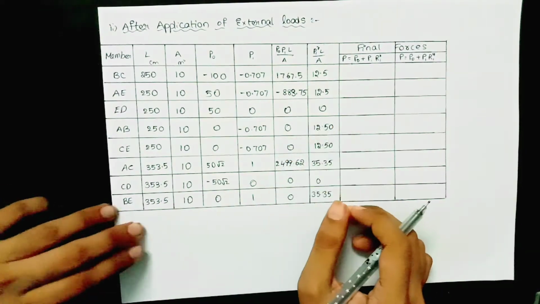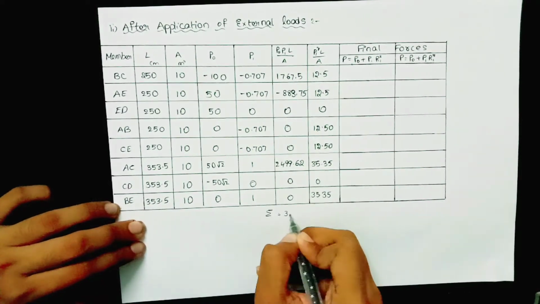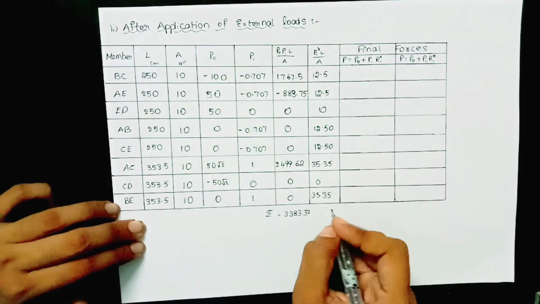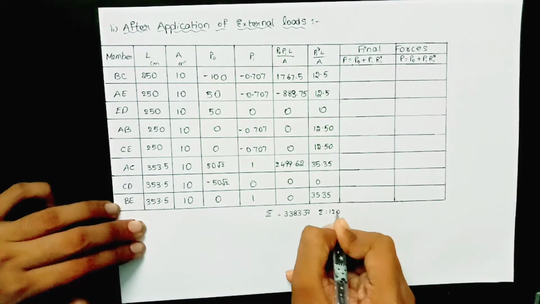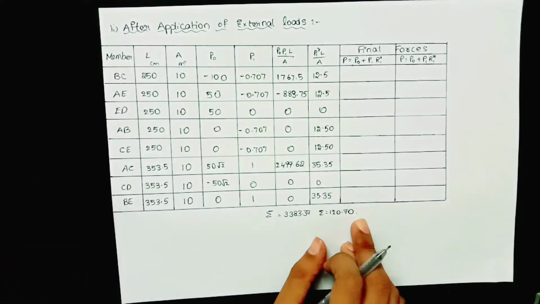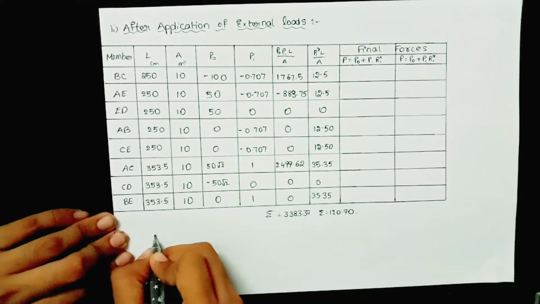Now after filling these values, add all these values. The value is 3383.37. Now similarly add all these values. Again it is coming as 120.70. So add all these values, you will get 120.70. Now again write the compatibility equation here.